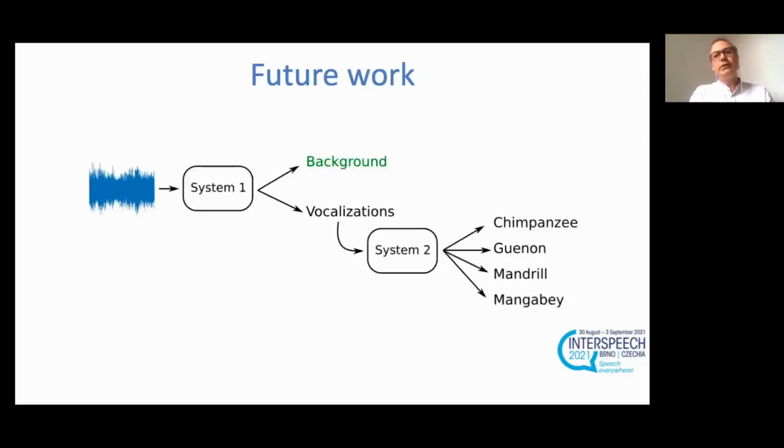Finally, as future work, since most confusions occur between background samples and vocalizations, we can think of designing a two-step system, with the first one distinguishing between background and vocalizations, and then on the vocalizations try to distinguish between the four primate species. Thanks for your attention.